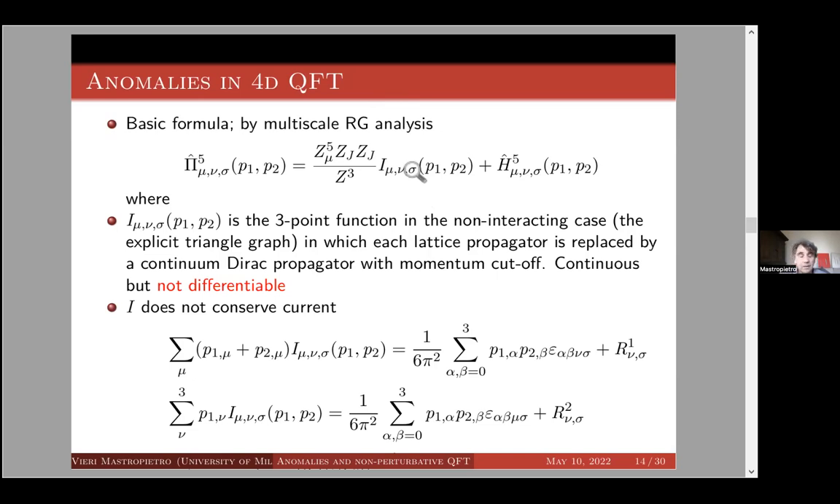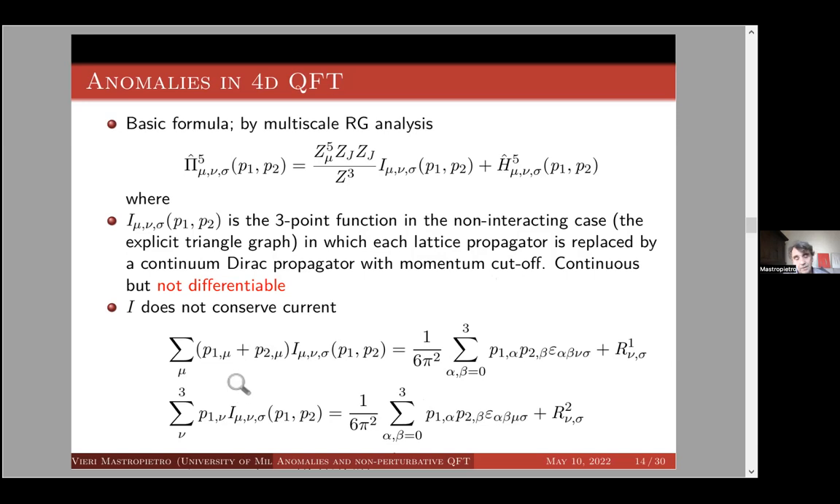So the anomaly, in short, is related to the differentiability or not of this kind of object. If this pi would be differentiable, you would not get any anomaly. So we put all the non-differentiable part here. This would be the analogous object in the non-interacting theory with the momentum cutoff. And then here you see something surprising, but which everyone knows who has done some computation in quantum field theory: the result typically depends on regularization. If I define this I in the continuum with a momentum regularization, the current is not conserved.